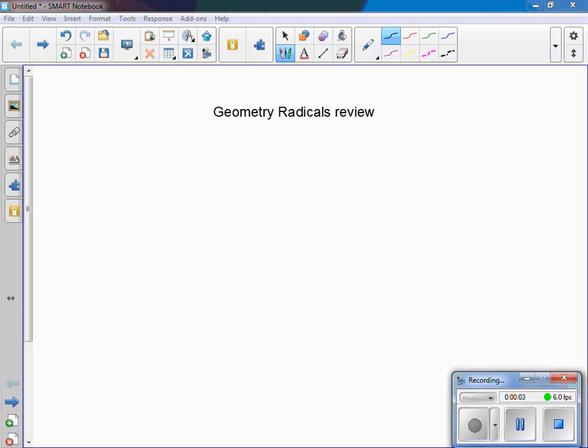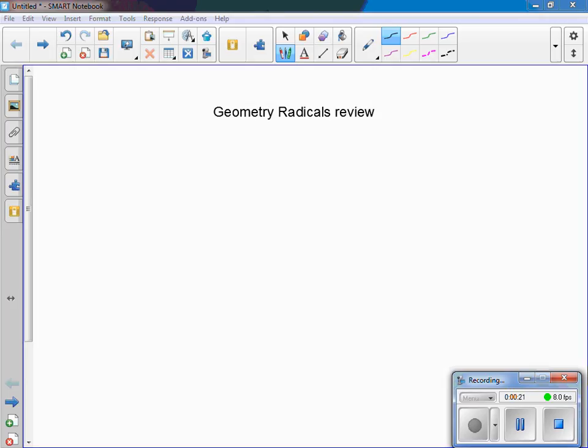This is a quick review of radicals for Dr. Geometry class. The reason that we're reviewing radicals is that we're going to be using them this week when we do our distance formula equation, our midpoint formula, as well as our slope formula.